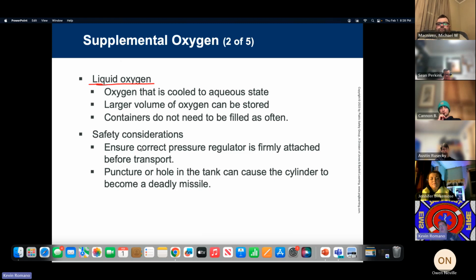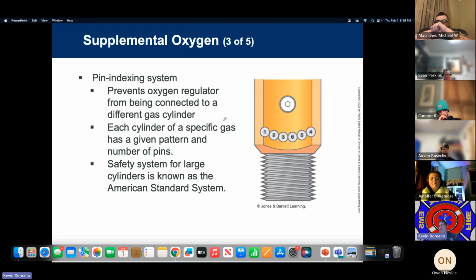Safety considerations, obviously, to ensure the correct pressure regulator is firmly attached before transport. A puncture or hole in the tank can cause the cylinder to become a deadly missile. Please use caution with oxygen tanks. They're under a lot of pressure.